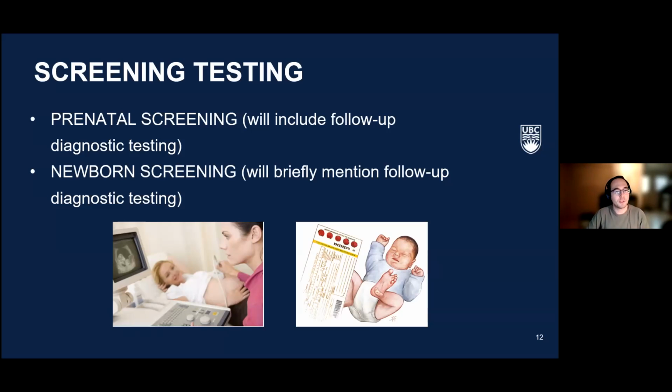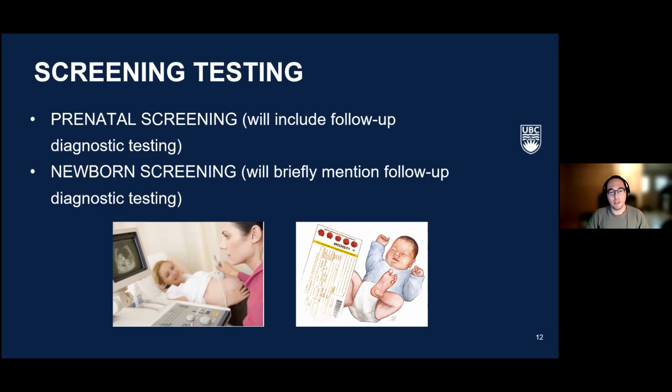All right, so our first topic is going to be on screening testing. This will include prenatal screening as well as newborn screening. And within these, I will also talk about the diagnostic testing that are done as follow-up to the prenatal screening and newborn screening, as it just makes more sense to talk about the diagnostic testing here rather than at the end when I talk about diagnostic testing more broadly.